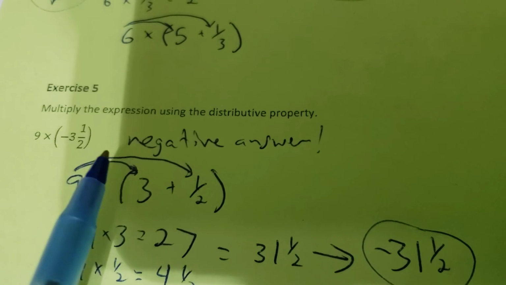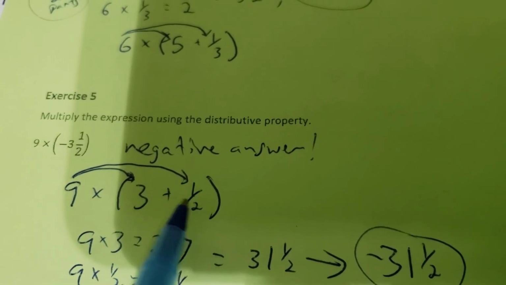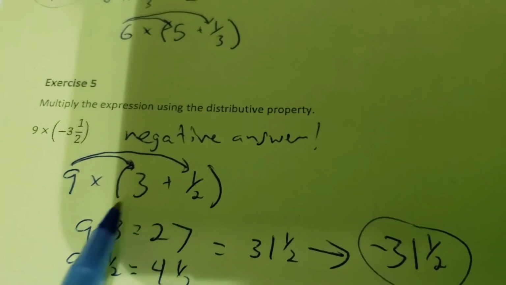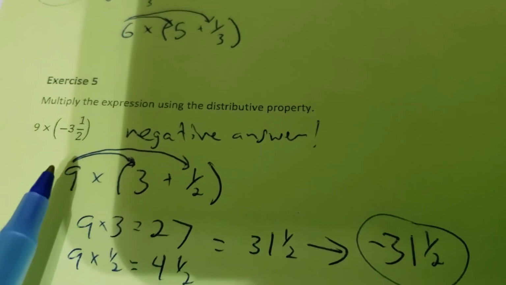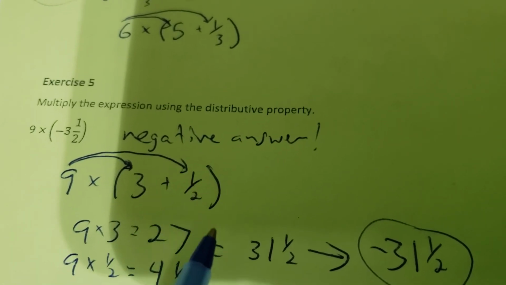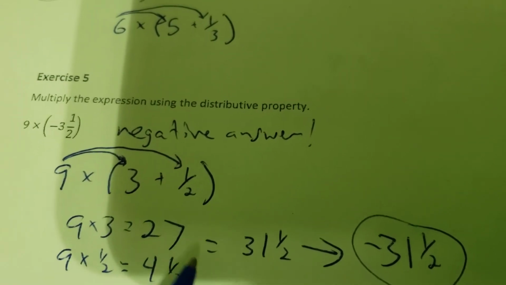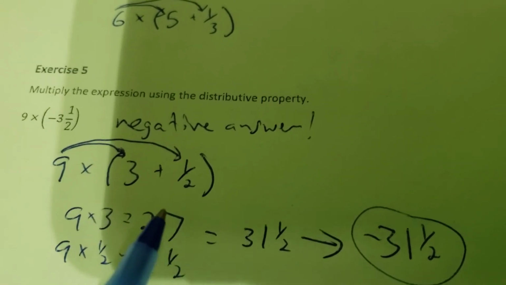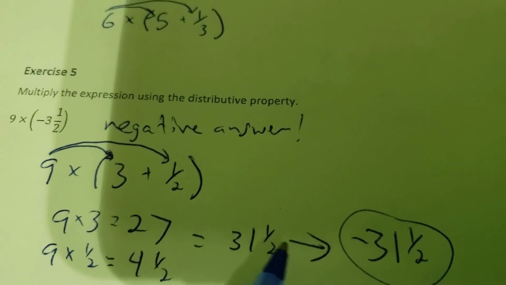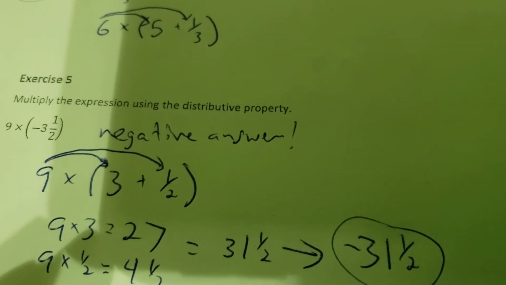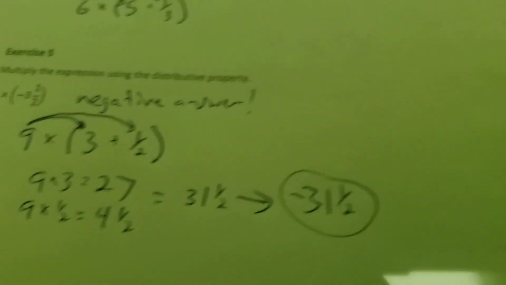I'm going to break that 3 1/2 apart into 3 plus 1/2. And then I can hit 9 times 3, and I get 27. 9 times a half, well, a half of 9 is going to be 4 1/2. And if I add those together, add my little chunks together here, 27 plus 4 1/2 gives me 31 1/2 for my final answer. Remember, it's negative, negative 31 1/2.